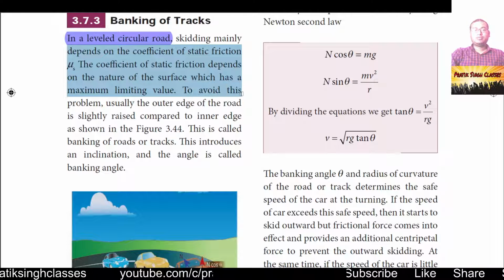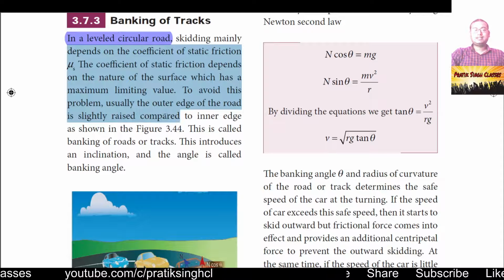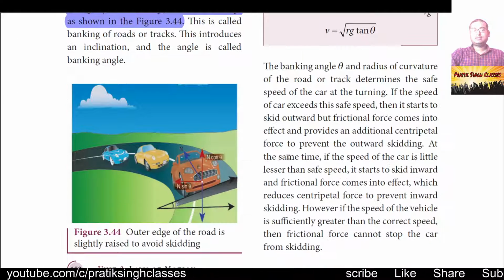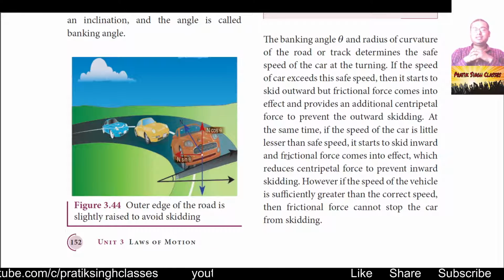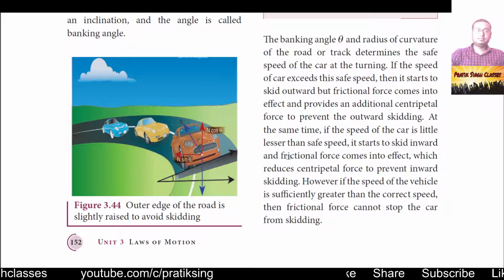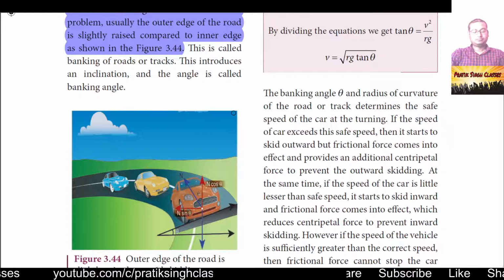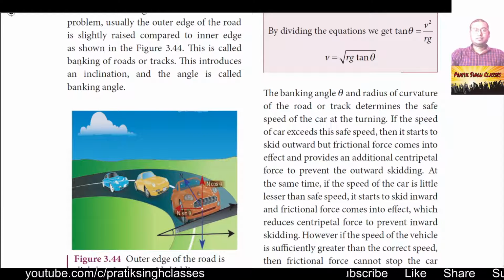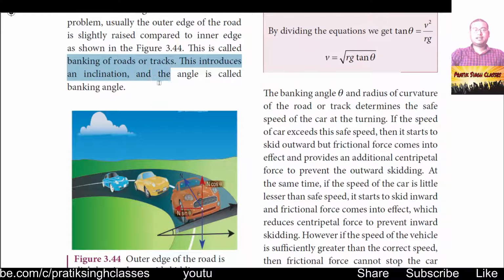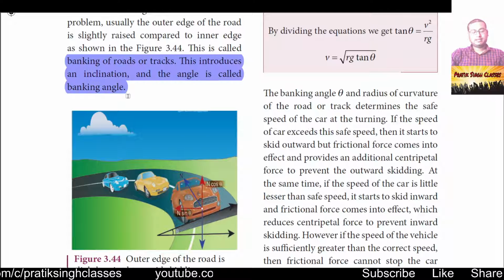Okay, to avoid this problem, usually the outer edge of the road is slightly raised compared to inner, as shown in figure 3.42. So as you can see here, the outer edge is a little bit higher than that of inner edge. And you can say that this angle by which it is high is equal to theta. This is called banking of roads or tracks. This introduces an inclination and the angle is called the banking angle.